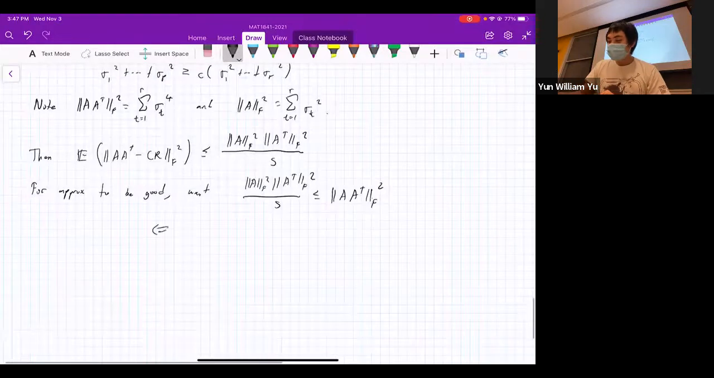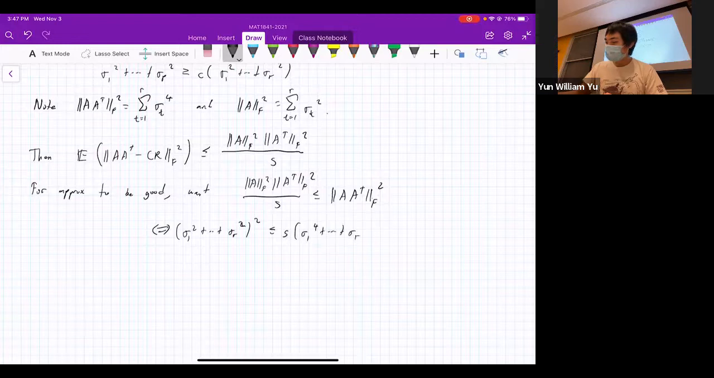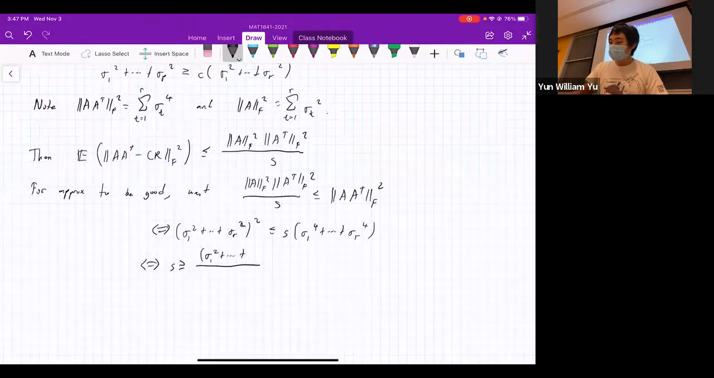Well, we can rewrite this in terms of the singular values, which is the entire reason we started with that. So sigma 1 squared plus dot dot dot plus sigma r squared has to be less than or equal to S times sigma 1 to the fourth plus dot dot dot plus sigma r to the fourth, right? And that implies that S has to be greater than or equal to sigma 1 squared plus dot dot dot plus sigma r squared divided by the sum of just the fourth powers of all these singular values.